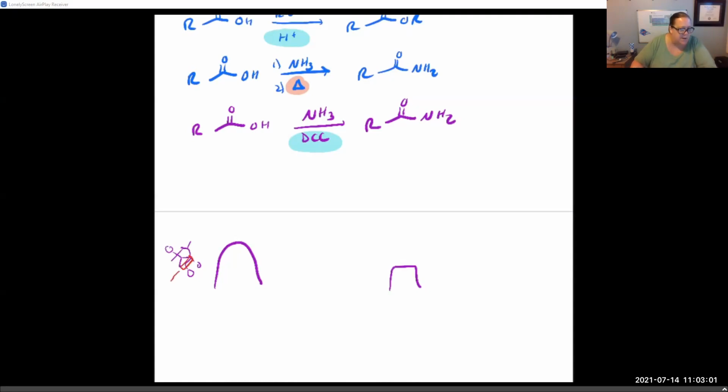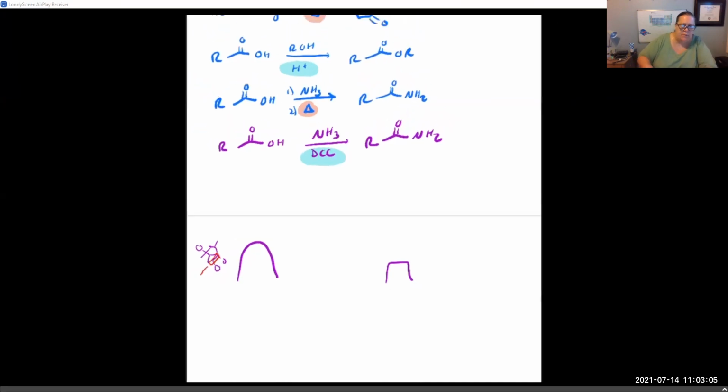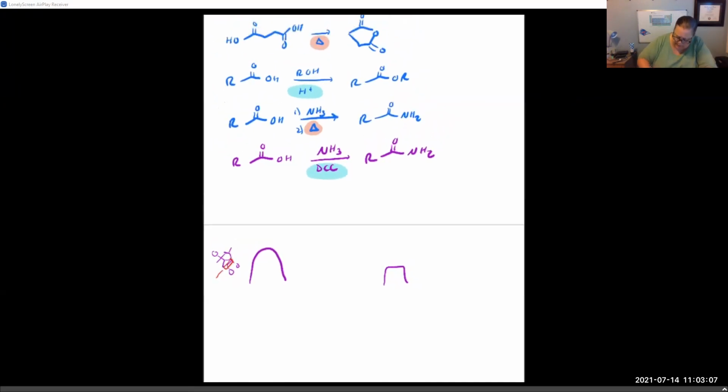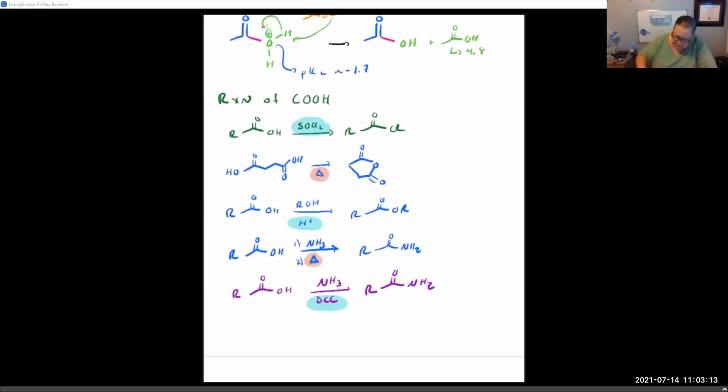Okay. So that's the difference. But they both do the same thing. They allow you to overcome an energy barrier, either by lowering it or giving the system an extra little oomph. So the first one we're going to talk about is the formation of the cyclic anhydride.